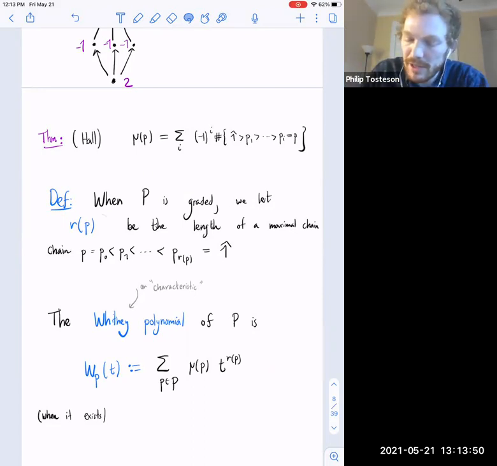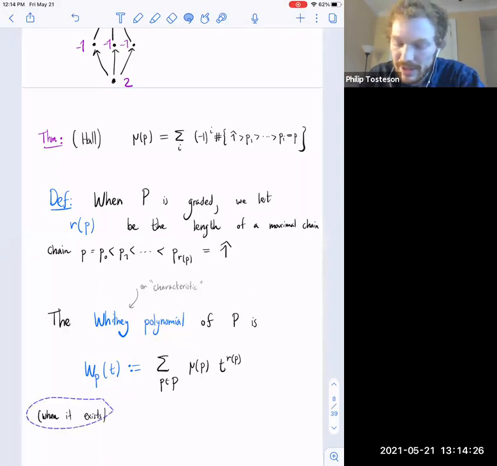So when P is graded, I'm going to define r of p to be the length of a maximal chain from p to the top element. And here, just notice that this has r plus 1 elements, but I'm saying that it has length r. That's just the normalization that I'm using. Then the Whitney polynomial, or sometimes this is called the characteristic polynomial of P, is by definition a generating function for the poset. It's a sum over all elements p of P of mu of p times t to the rank of p.